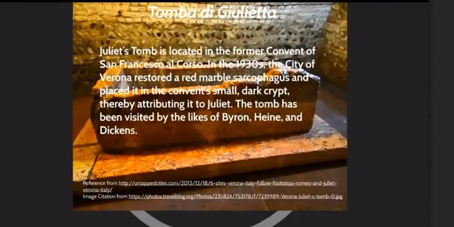This is actually the tomb of Giulietta. Juliet's tomb is located again in Verona in the former convent of San Francesco al Corso. In the 1930s, the city of Verona restored a red marble sarcophagus and placed it in the convent's small, dark crypt and attributed it to Juliet. The tomb has been visited by the likes of Byron, Heine, and Dickens. The reason this is important is, again, remember, back in those days, even in the early 1900s, suicide was definitely not viewed very well, and it was basically a trip to hell.